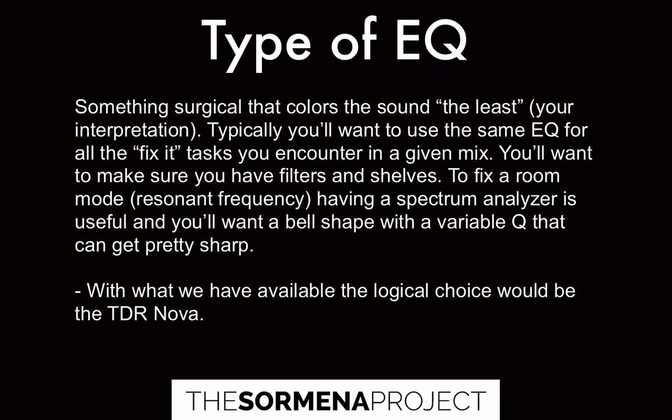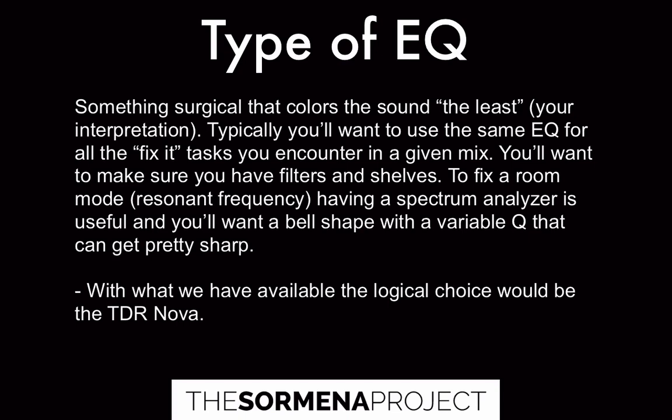So you'll want to make sure with your fix-it EQ that you have filters and shelves. So that's for things like rumble or for tape hiss or just an overly bright or overly dark sound. You can use those filters and shelves to fix things. Or if you're trying to fix a room mode or a resonant frequency, you'll probably want to have a combination of a spectrum analyzer, and within the EQ, you want to have a bell shape that gives you a variable Q so that if it's a really particular frequency that's just sticking out, you can make that Q really sharp, hone in on the frequency, and just take out what you need to take out.